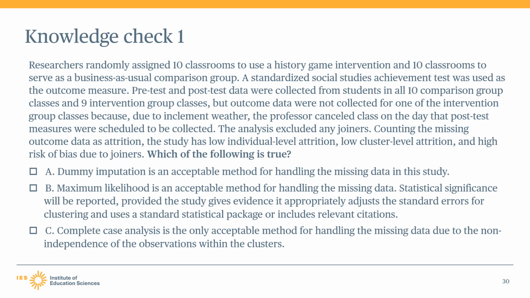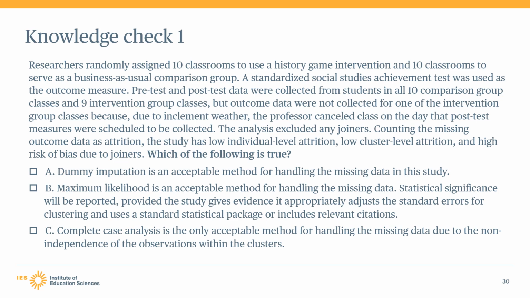Pre-test and post-test data were collected from undergraduate students in all 10 comparison group classes and 9 intervention group classes. Outcome data were not collected for one of the intervention group classes because the professor canceled class that day for inclement weather. The analysis excluded any joiners. Counting the missing outcome data as attrition, the study has low individual level attrition, low cluster level attrition, and high risk of bias due to joiners.